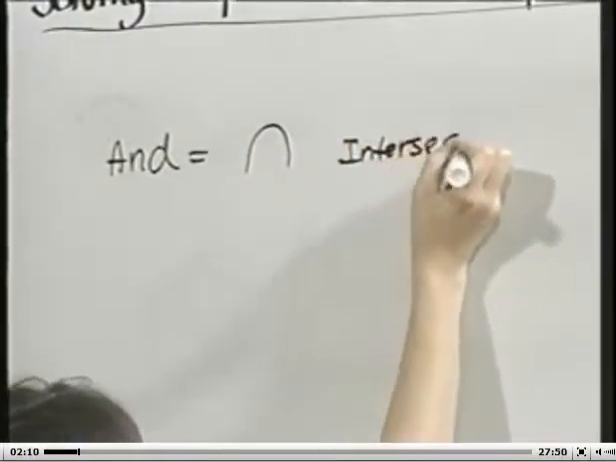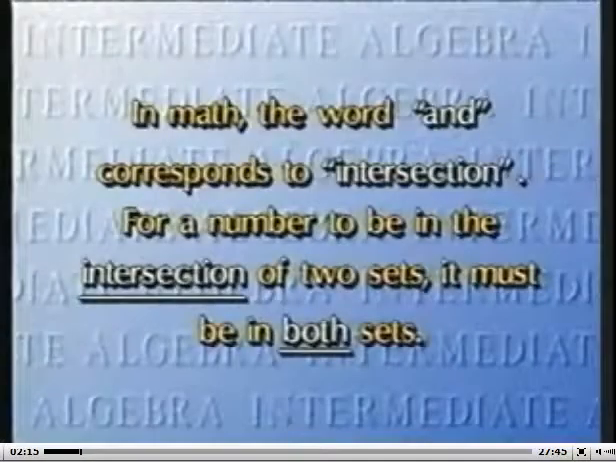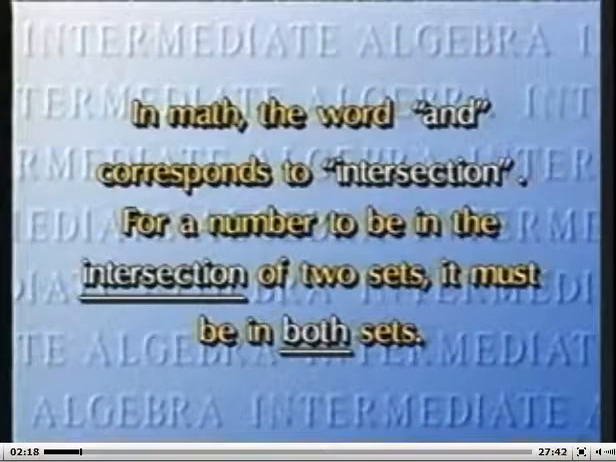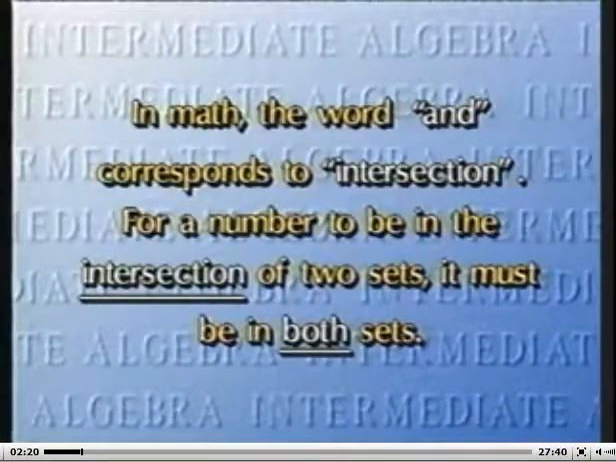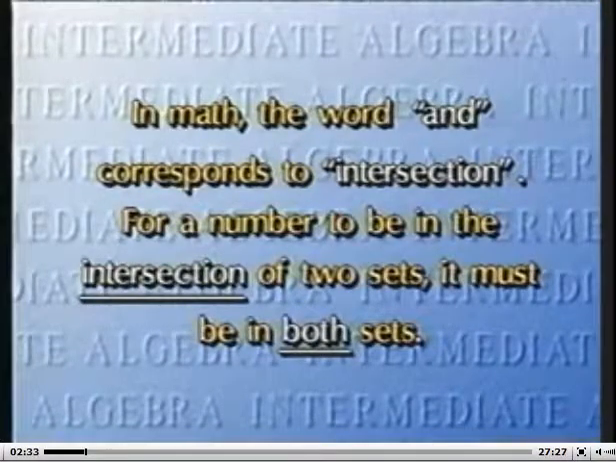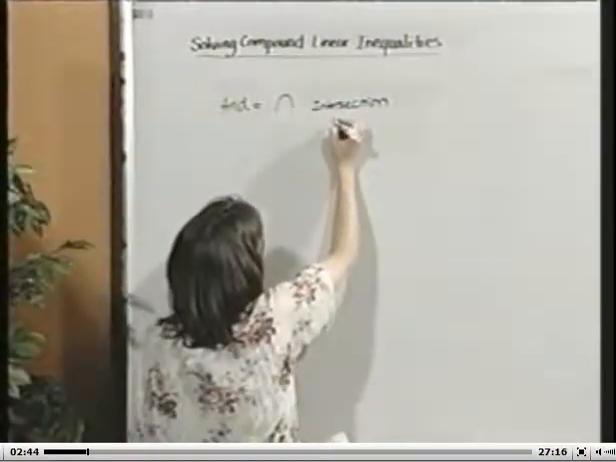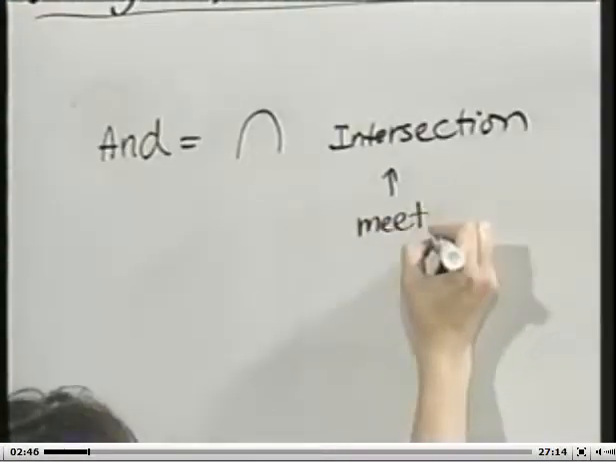I have a quick little definition up on the screen that explains what intersection is. It says as follows. In math, the word and corresponds to intersection, and for a number to be in the intersection of two sets, it must be in both sets. Think about it. If you're at the intersection of two streets, you are where the two streets meet. Intersection, think where two sets meet or two sets overlap. So, intersection means where two things meet or overlap.